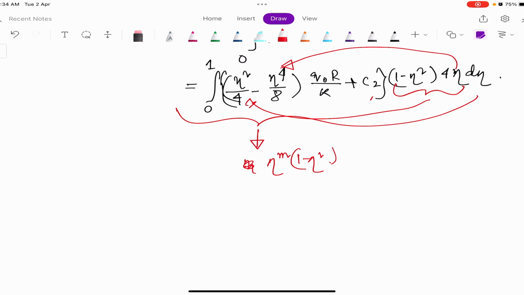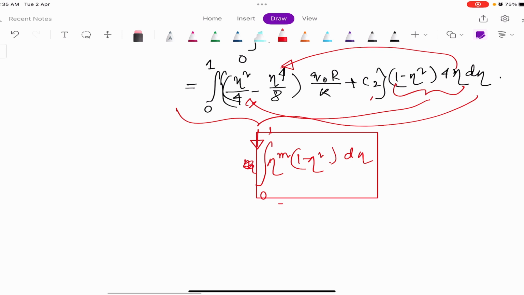So if you can do that, then you can first find this one, 0 to 1. Then you will get an expression in terms of m. And then you can put the value of m for the different powers of eta. Otherwise you can do it by yourself in a straightforward manner, that is also okay.